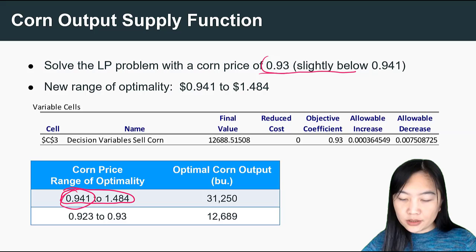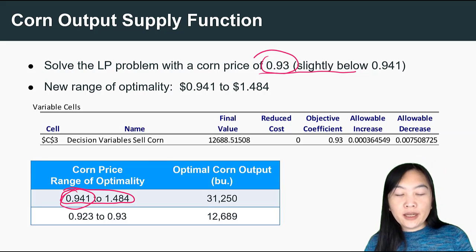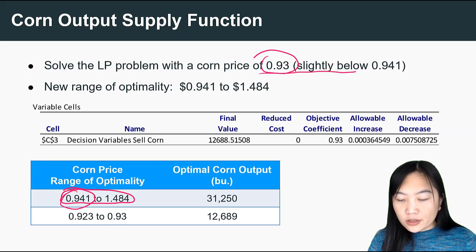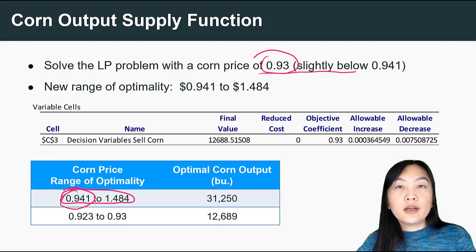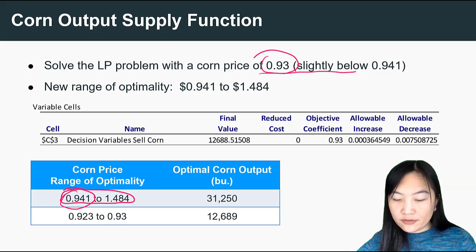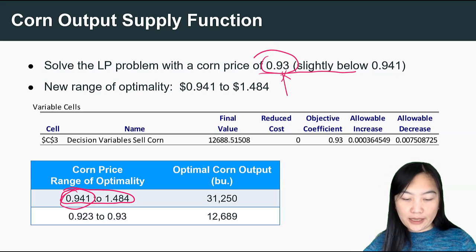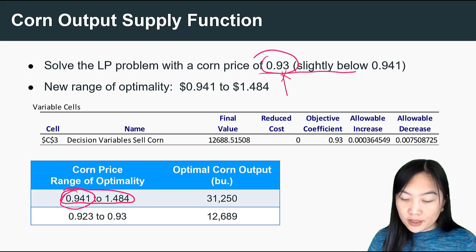So I chose 0.93. And then if I chose that, I go back to the Excel template. I change the objective function coefficient there from 1.3 to this new number. And then I solve my problem again. I generate a sensitivity report.